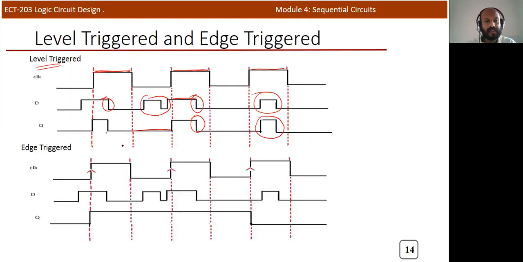This is the edge trigger. Edge trigger occurs only at the rising edge portion. So if it is a rising edge clock, there is a change at this particular instant. So it will continue like this. When it reaches the second rising edge, again the input is 1, so it will maintain that particular state. When it reaches the third, there's 0, so output changes. So you can compare these two, level triggered and edge triggered.